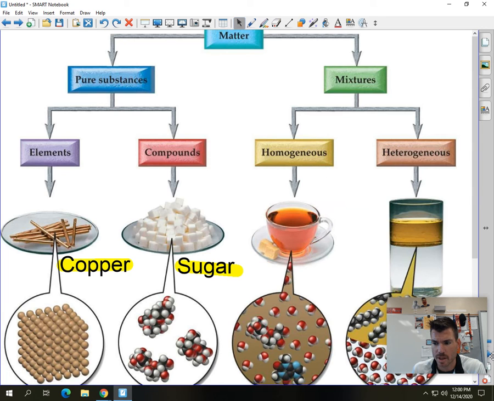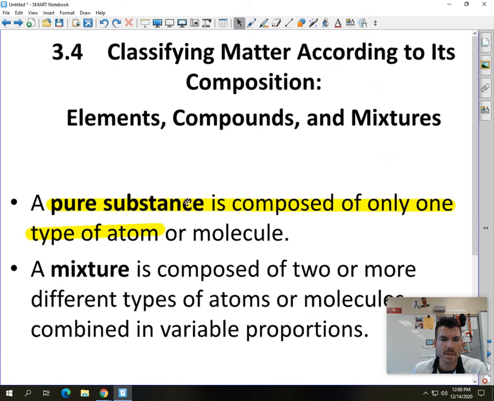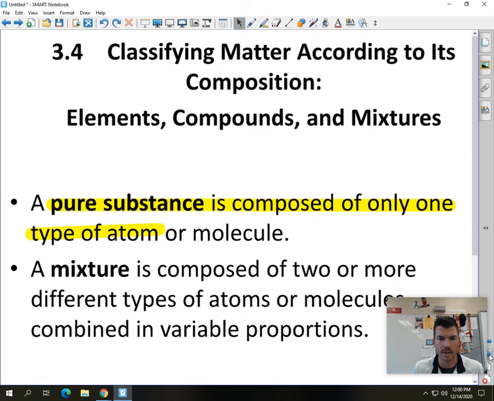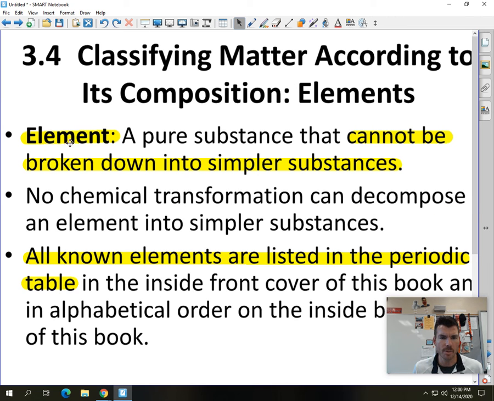Let's talk about a pure substance. A pure substance is composed of only one type of atom. So underneath pure substance, just write down, it's composed of only one type of atom. And then you see that pure substance breaks down into two different categories. So let's jot down quickly underneath that. An element cannot be broken down into simpler substances. We've been dealing with this for several weeks. And examples of elements would be anything on the periodic table.